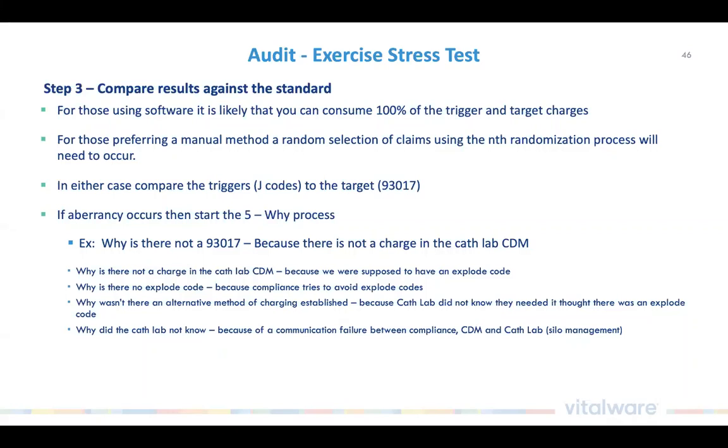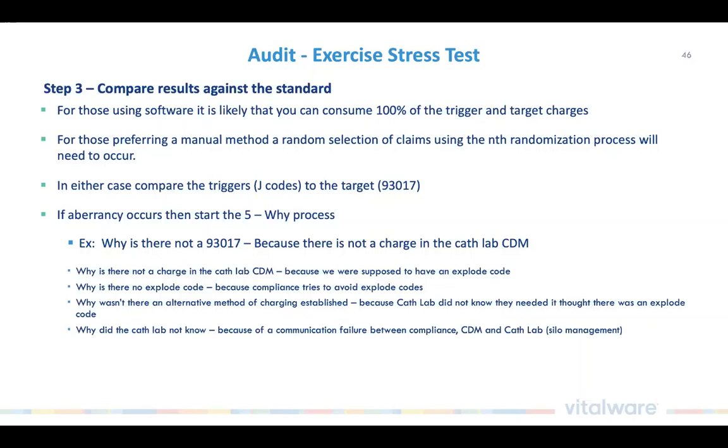Why is there not a charge in the Cath lab CDM? Because we're supposed to have an explode code. Why is there no explode code? Because compliance didn't want explode codes. Why wasn't an alternative method of charging established? Because the Cath lab didn't know they needed it, and thought there was an explode code in place. Why did the Cath lab not know? Because of communication failures between CDM compliance and the Cath lab.